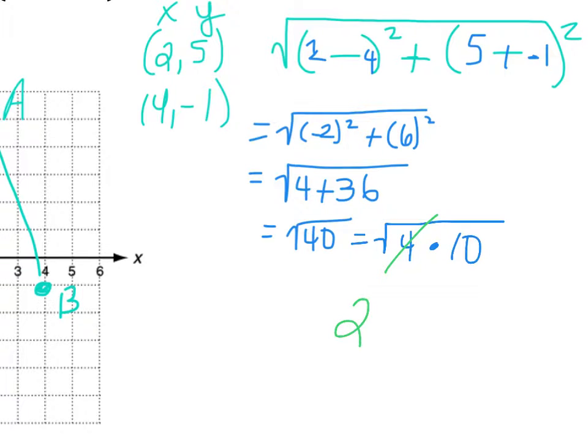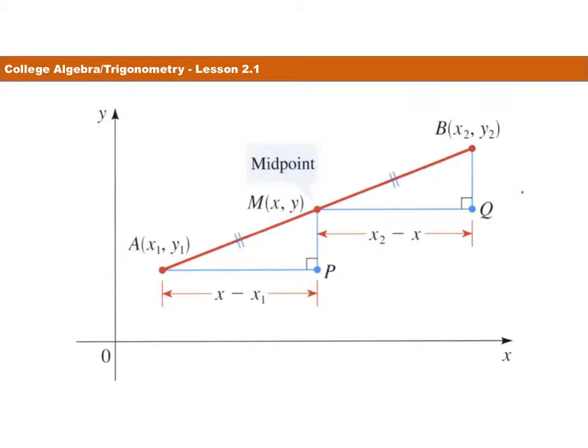2 comes outside and 10 stays inside. So the distance from one point to the other is 2 radical 10. That's the hardest thing we're going to do today, just the distance formula, and midpoint's even easier. But you guys, we have to practice this. You have to do this a bunch of times to make sure you understand the formula and all that good stuff. Okay? All right.